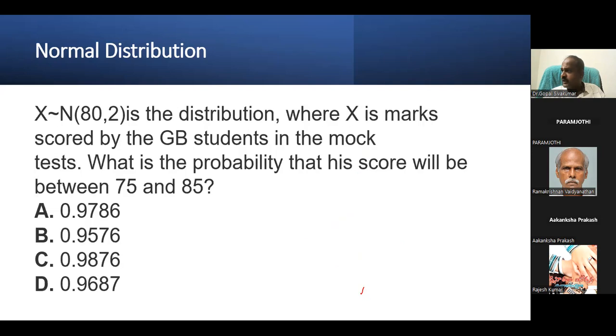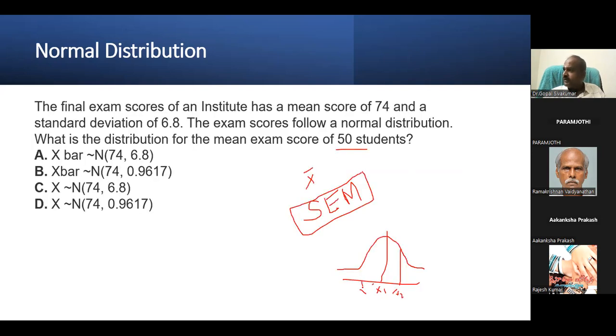Similarly, it will keep on moving. So many averages will be there. Can you understand X1, X2, X3? Every number here is an average. That means I'm talking about the distribution of averages, not the distribution of individual marks. Do you get my point?